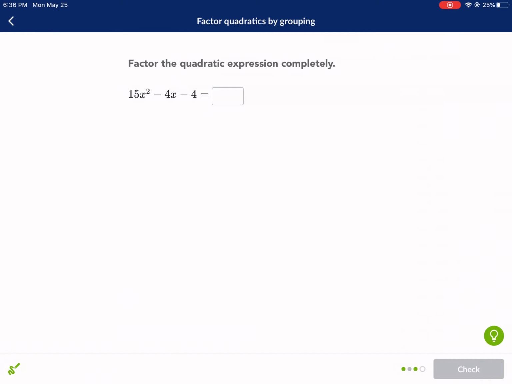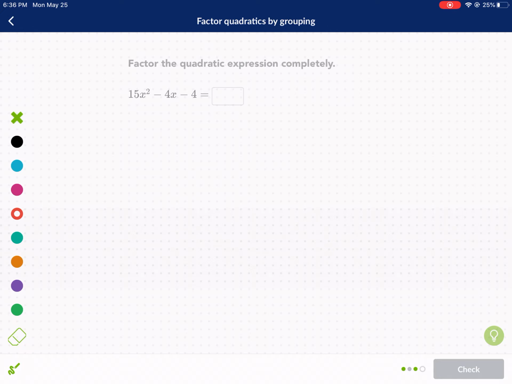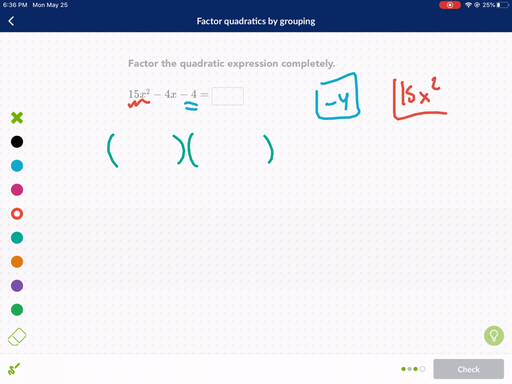Okay. All right. Factor the quadratic expression completely. Same deal here. Now we have the factors of 15x there for the first slot, and then -4 for the second slot. So we're going to go ahead and put our parentheses up. We have -4 here, and then we have 15. I don't know why I put the -4 first. Whatever. So we have 15x squared.